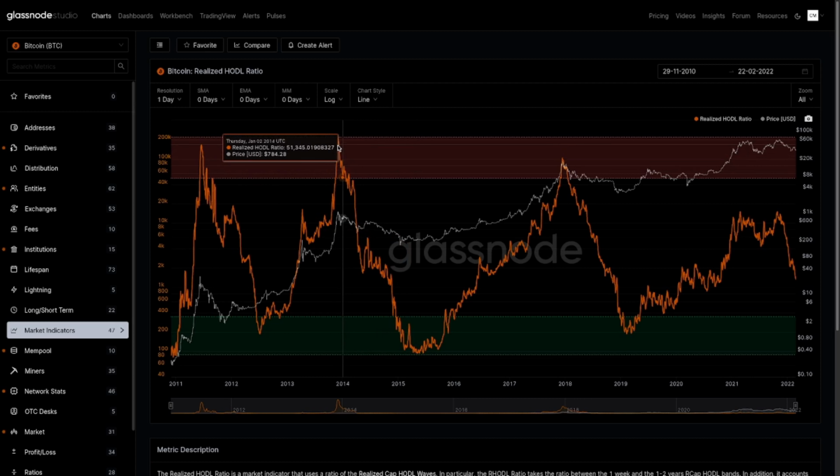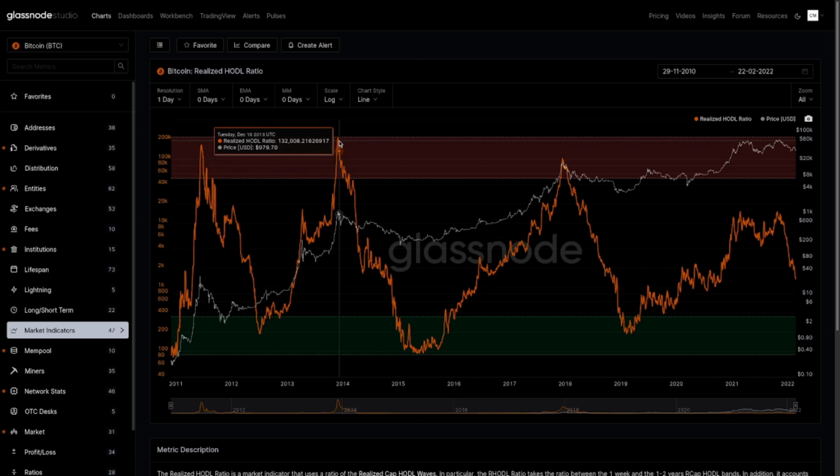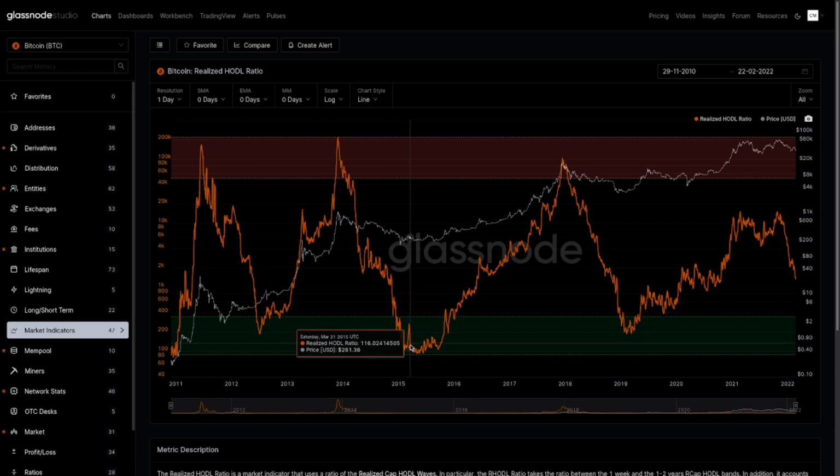So what the R-HODL ratio is doing is really capturing that phenomenon. At the peaks, we're seeing a large amount of cost basis, or dollars invested at the highs, in the 1 week old coins. This metric will trend higher when there are more 1 week old coins with a higher cost basis. Conversely, it will trend lower as more and more of those coins move into that 1 year old age bracket.